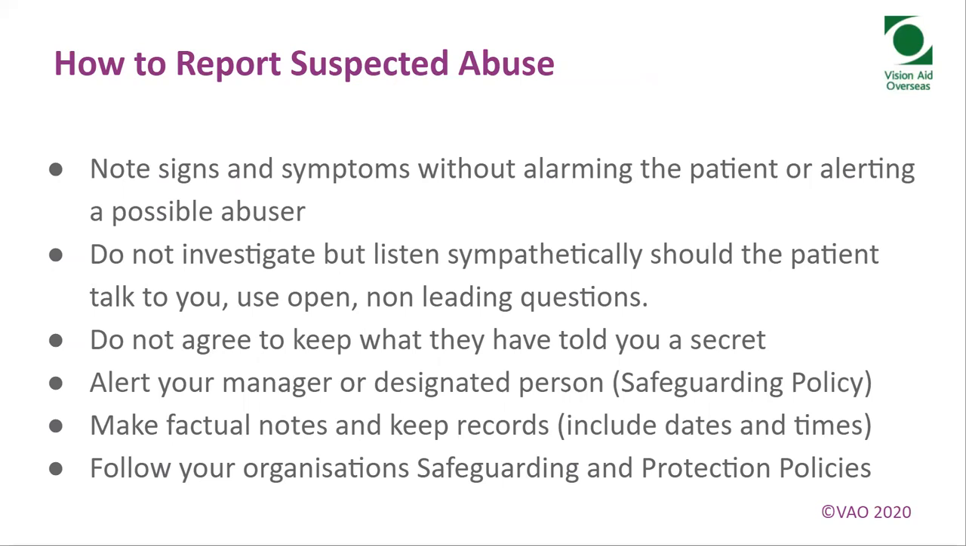How to report suspected abuse. Note signs and symptoms without alarming the patient or alerting a possible abuser. Do not investigate, but listen sympathetically should the patient talk to you. Use open, non-leading questions. Do not agree to keep what they have told you a secret. Alert your manager or designated person. Make factual notes and keep records, including dates and times. Follow your organisation's safeguarding and protection policies.